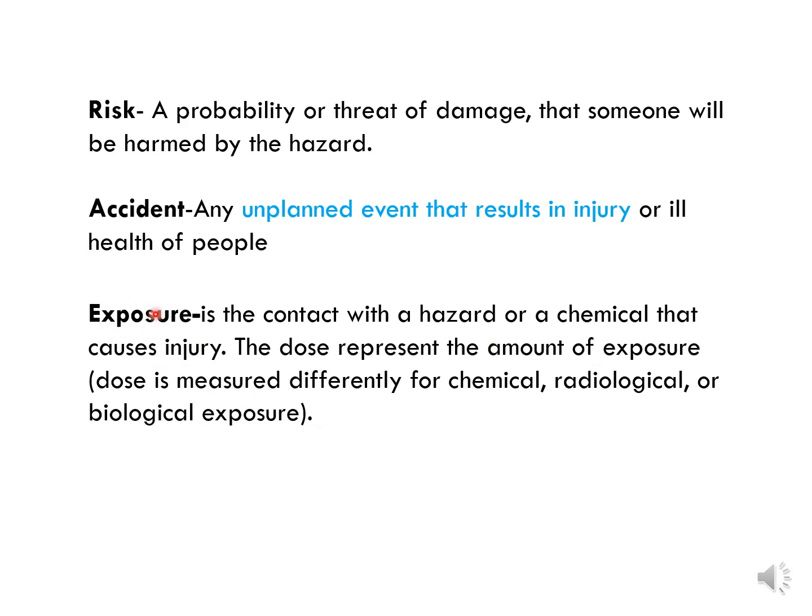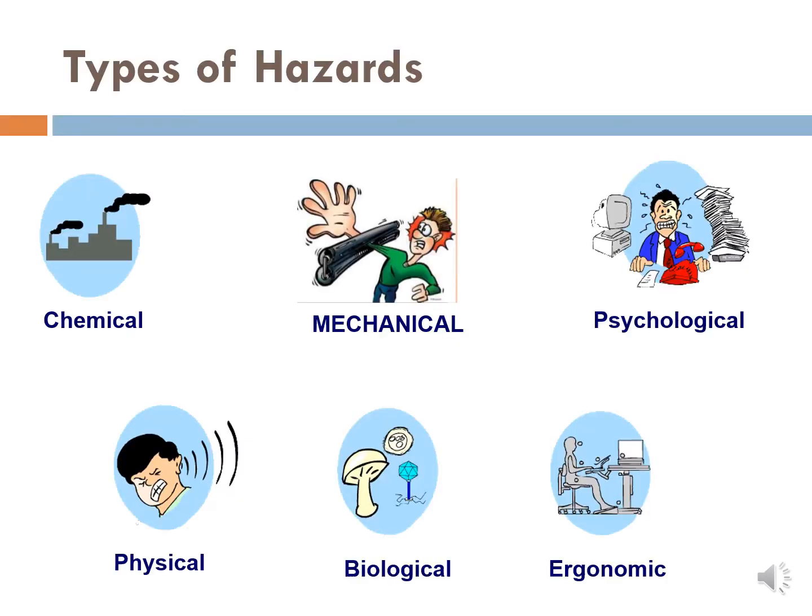The dose of the exposure will be different according to the hazards. For instance, if there is a chemical, radiological, or biological exposure, their dose will be different according to the chemical, radiological, or biological exposure, and their limit is also different. There are different types of hazards. In this lecture we will cover chemical, mechanical, psychological, biological, physical, and ergonomic hazards.